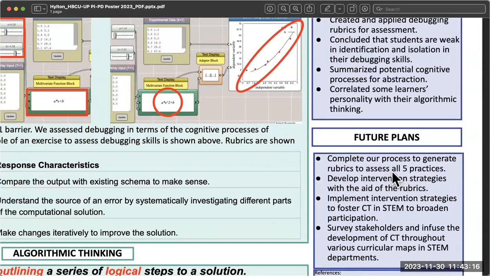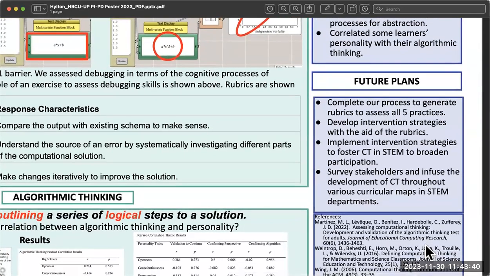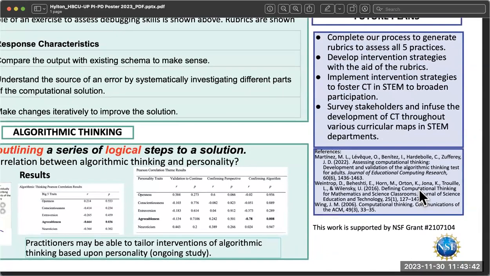In the future, we want to complete the process to generate rubrics to assess all 5 practices, and develop intervention strategies with the aid of the rubrics, just like what we have come up with for debugging. We also want to implement intervention strategies to foster computational thinking to broaden participation, and survey stakeholders to infuse the development of CT throughout various curricular maps in STEM departments, where institutional transformation can occur. This work is supported by an NSF grant, and we also have some highlights of the references.